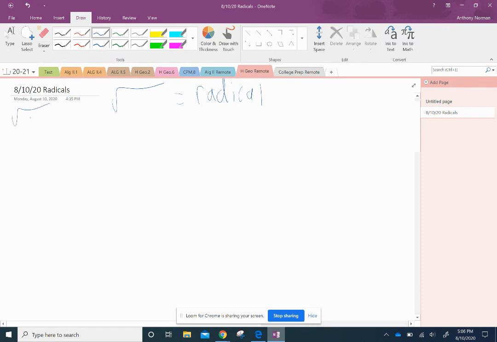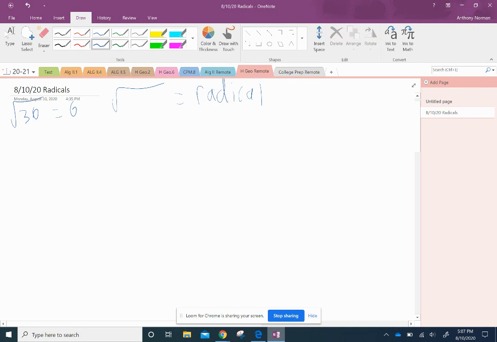What is the square root of 36? So you know it's 6, or at least I hope you know it's 6. If you don't, Desmos is an online calculator. It's pretty nice. So the square root of 36 equals 6.